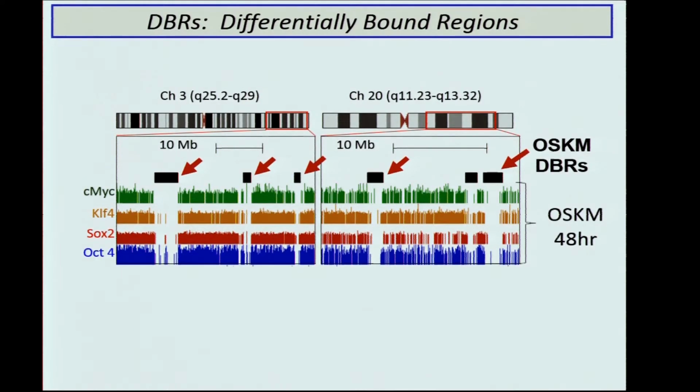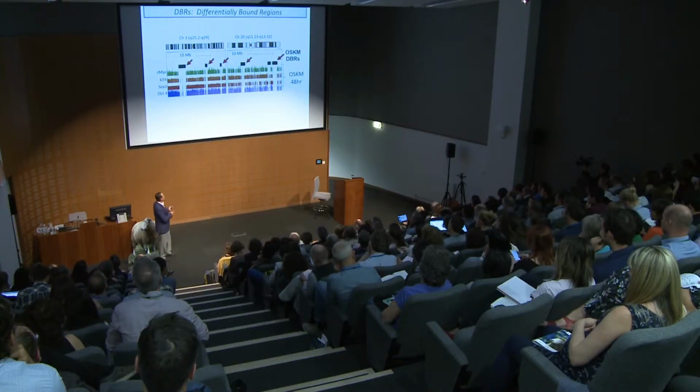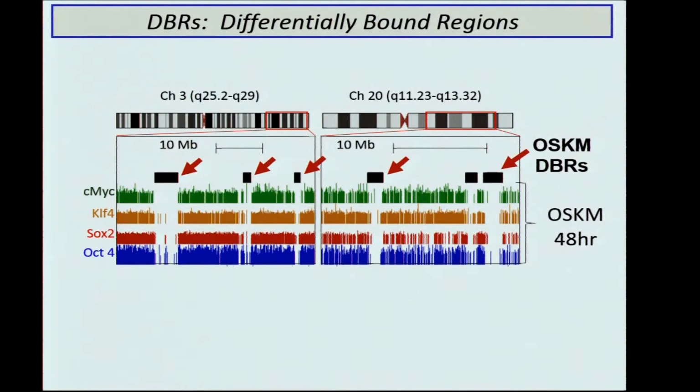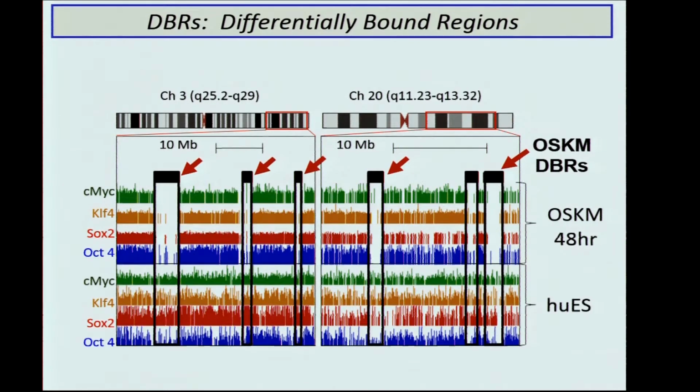But if these proteins are so good at accessing closed chromatin and activating pluripotency genes, why is reprogramming so inefficient? To answer that question, we looked at the sites that they are not able to bind to. And we noticed these big gaps in our ChIP-seq data where none of the factors are present in 48 hours. But if you look in ES cells, they happily bind at these sites. So we call these regions differentially bound regions.